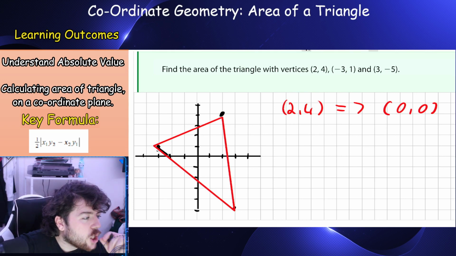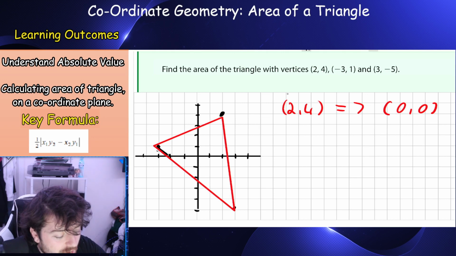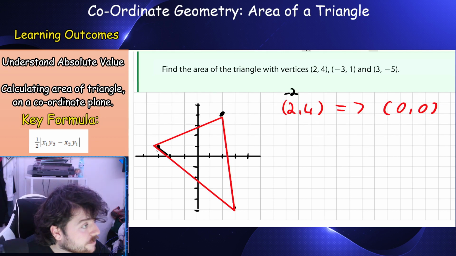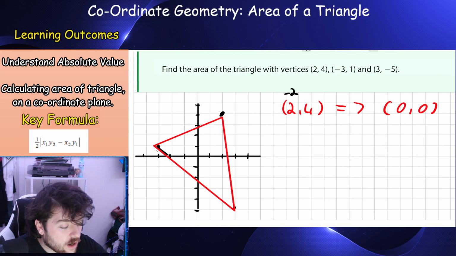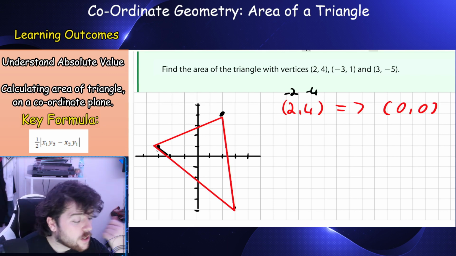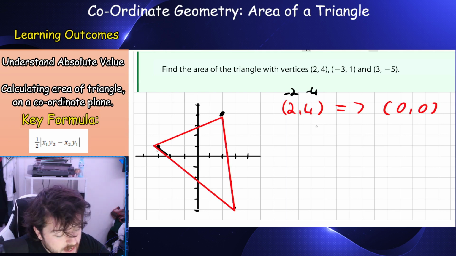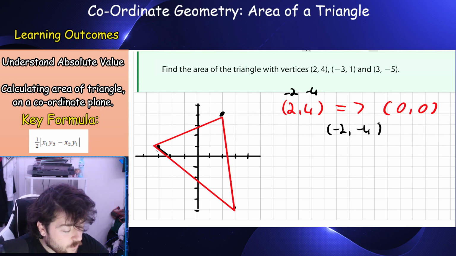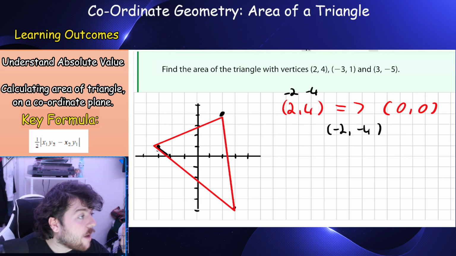So what's happening here? I'm moving a 2 to 0, so I'm subtracting 2 from my x value. Then I'm getting from 4 to 0. How am I doing that? I'm subtracting 4 from my y value. So my transformation is going to be minus 2 on the x and minus 4 on the y values. And I'm going to apply that now to my other points.